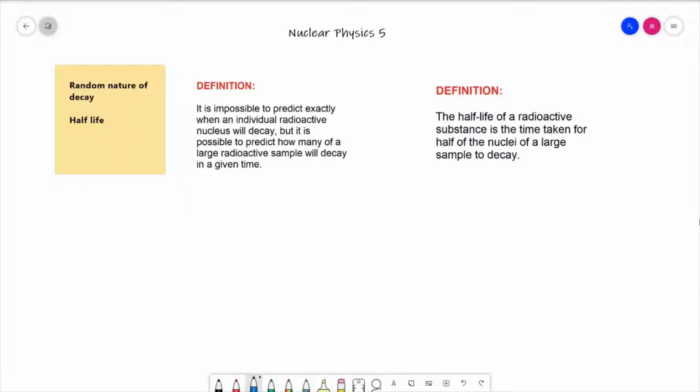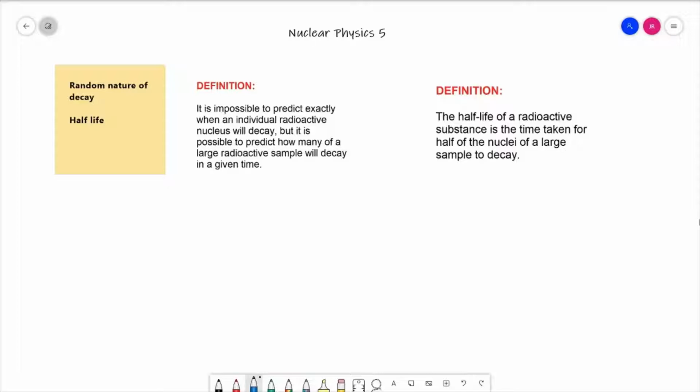Now in the last lesson we looked at two key definitions. We looked at the random nature of decay and we came up with the definition that it is impossible to predict exactly when an individual radioactive nucleus will decay, but it is possible to predict how many of a large radioactive sample will decay in a given time. And then we came up with the definition for half-life, which is the time taken for half of the nuclei of a large sample to decay.